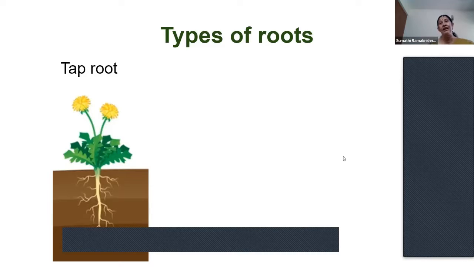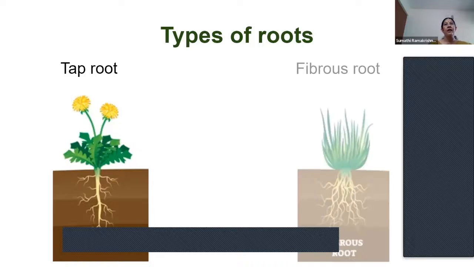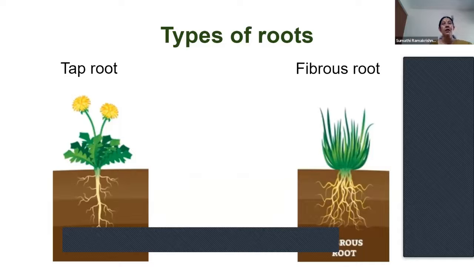So you can give carrot as an example for taproot. And fibrous roots, you can say it's a system that forms a dense network of roots. You can draw them and show them, and it's very close to the soil surface. The examples are wheat, rice, corn. You can tell them about this.